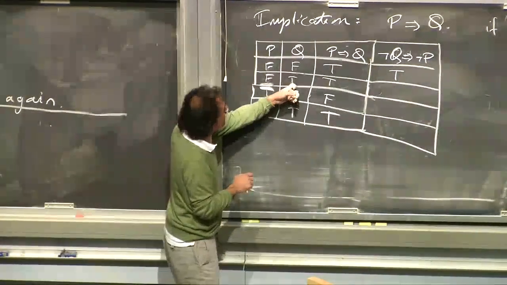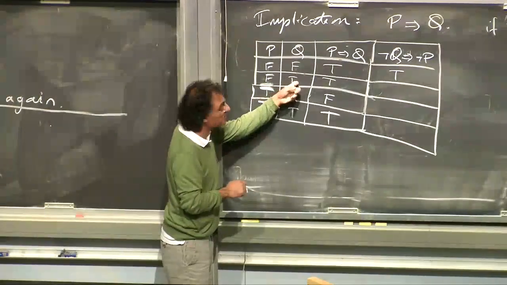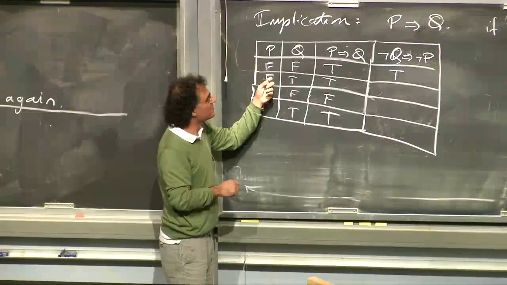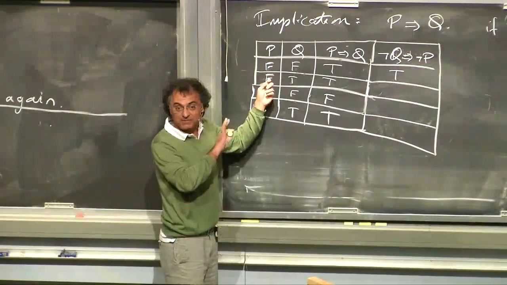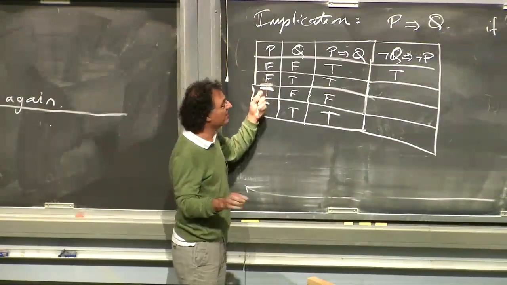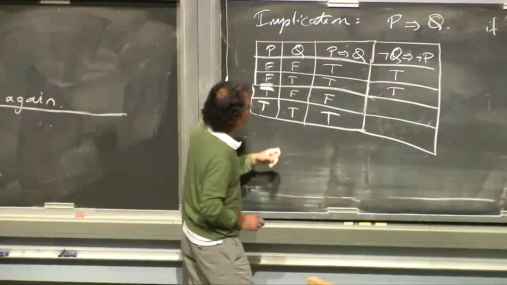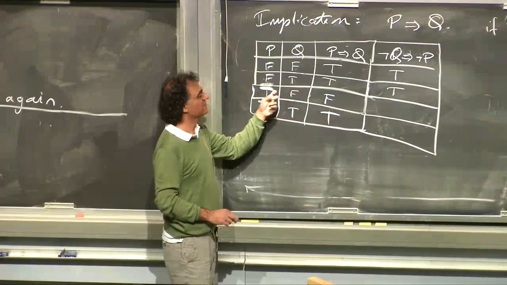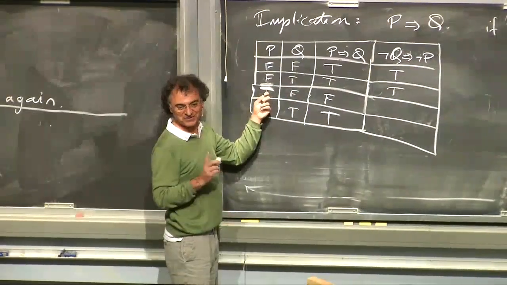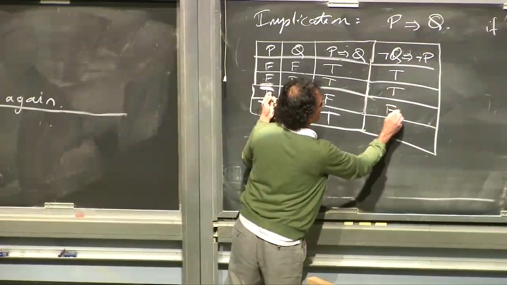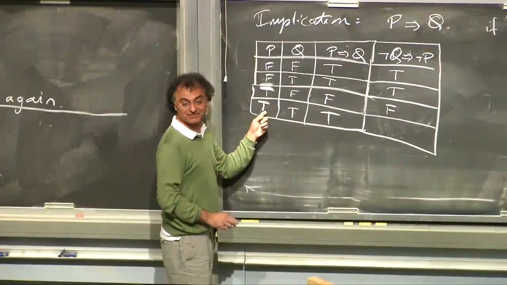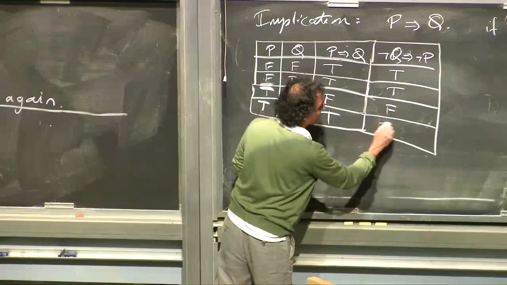So now, not Q implies not P. So this is true, this is false, implies true. Now, not Q has absolutely no responsibility. False can imply anything. So that's true. Not Q implies not P. True implies false. Now that's no good. So that's false. Not Q implies not P. False implies false. No responsibilities. That's true.